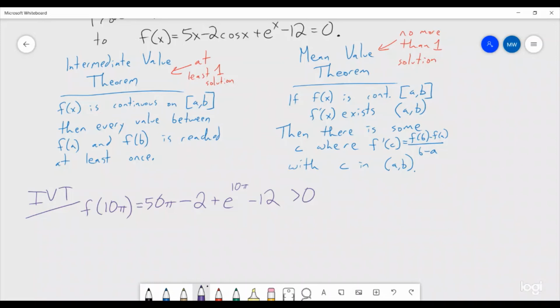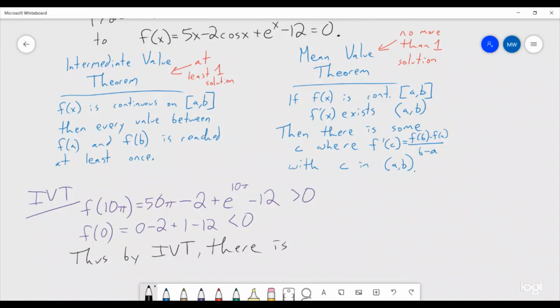We now need something that's smaller than 0. Well, let's see what 0 is. f of 0, that's 0 minus 2 plus 1 minus 12. That's definitely less than 0. So that means we have found something bigger than 0 and something smaller than 0. So we could say, thus, by the intermediate value theorem, there is at least one solution between 0 and 10 pi. We don't know where it is, we just know there's at least one solution somewhere there.